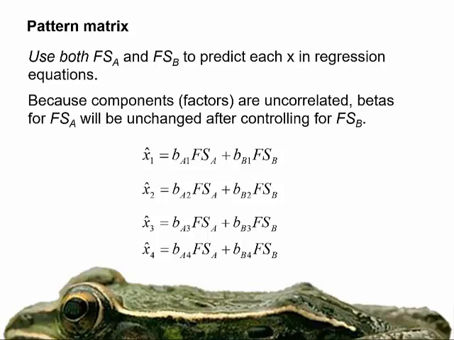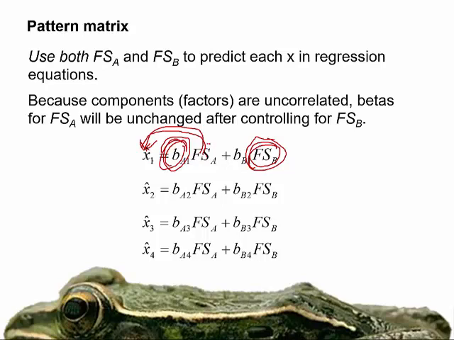So you would think that if we add factor score B, this beta weight right here, beta weight A1, gives me the effect for factor score A predicting item x1 after controlling for factor score B. And you would think that the effect of factor score A on x1 after controlling for factor score B might be different than the effect without controlling for factor score B. But that's not the case. You get the exact same beta either way. Why is that? Can you think of why that is?